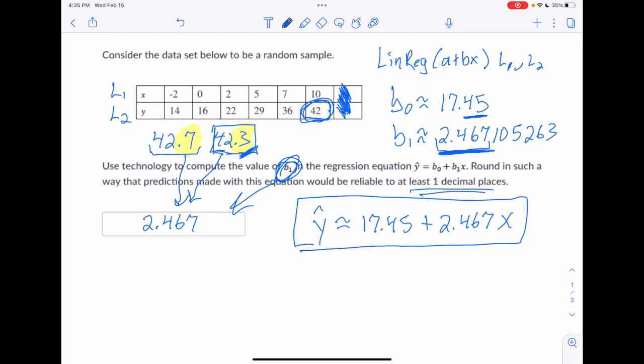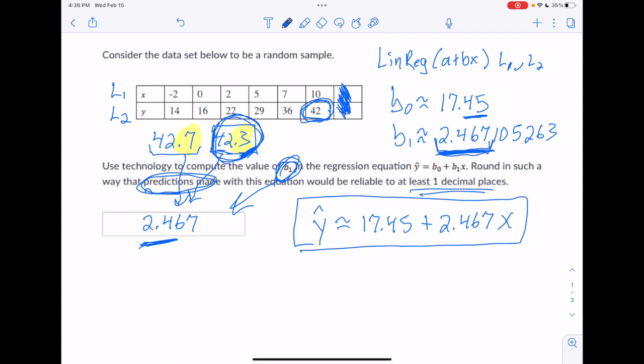Again, the B1 is the one that gets people because they hear at least 1 decimal place and then they try and write just 2.5. But if you want to get 1 decimal place in your predictions, which is what they're asking you to do, you need to make sure that you put more significant figures on your slope than you had in a typical prediction. Typical prediction over here, 3 significant figures, so we used 4.